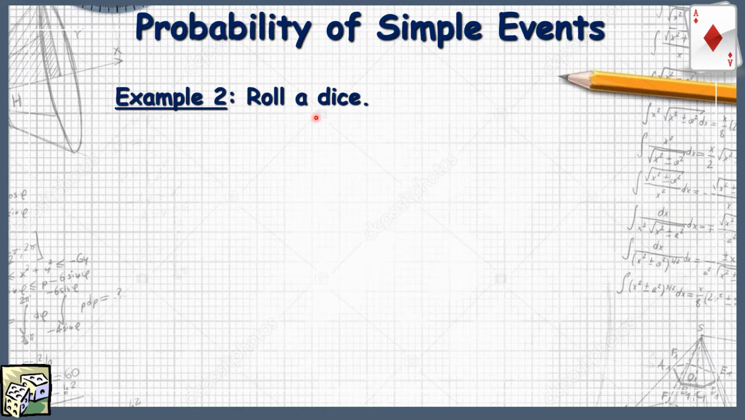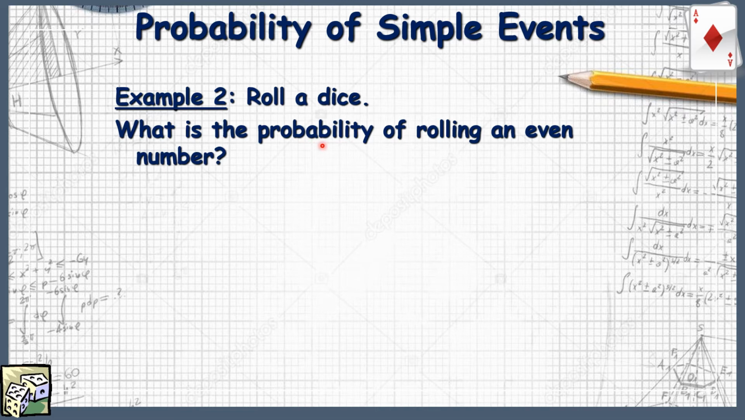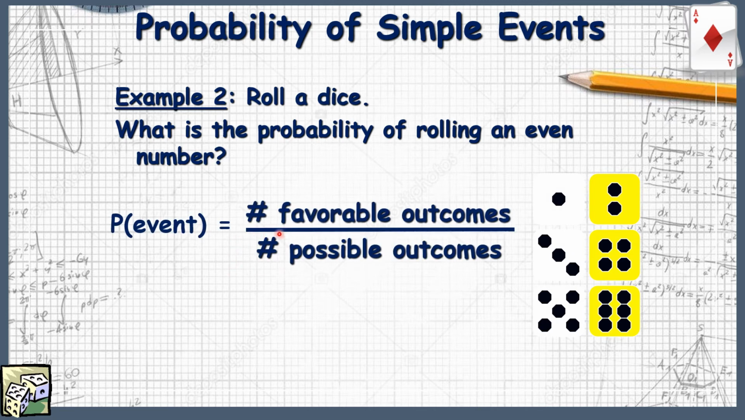Another example is roll a dice again. What is the probability of rolling an even number? So again, ang formula natin is number of events over number of outcomes. So ilan ba yung even number natin sa dice? We have 2, 4, tsaka 6. So 3 yung ating favorable outcome, tapos 6 yung number of sample space dahil 6 yung mukha ng ating dice.